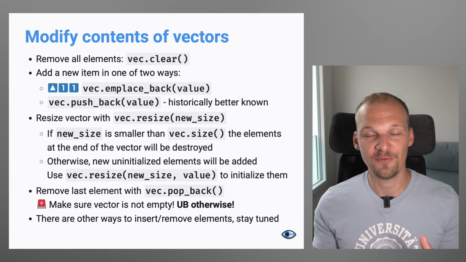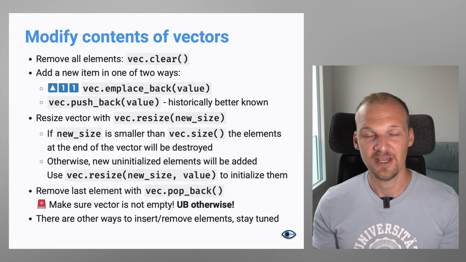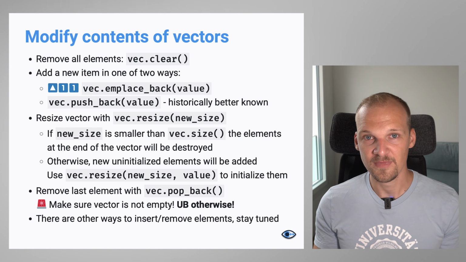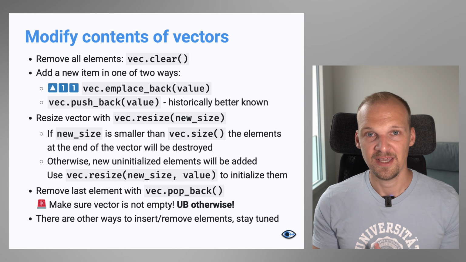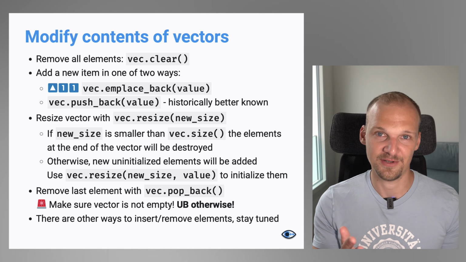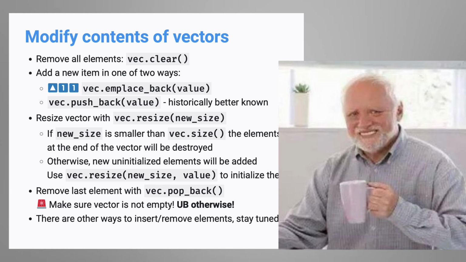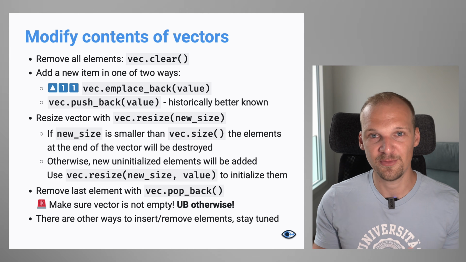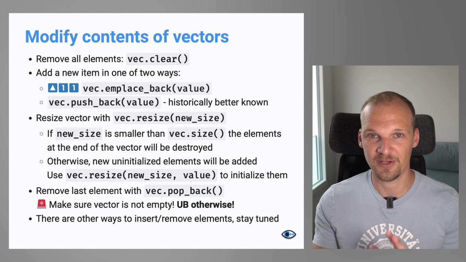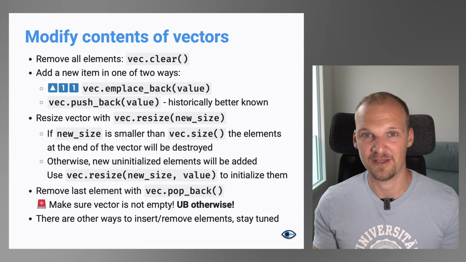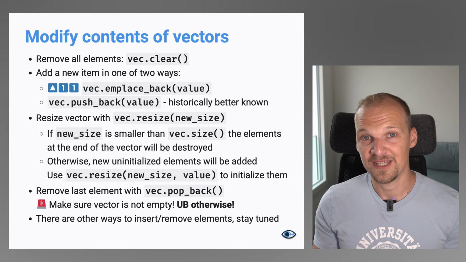If you want to remove an element from the back of the vector, you can use pop_back. And remember, if the element is not there, so if the vector is already empty, then you're again in undefined behavior land. There are more ways to insert and remove stuff from the vector, but we will talk about them sometime later when we get to talk about iterators. So stay tuned for that.